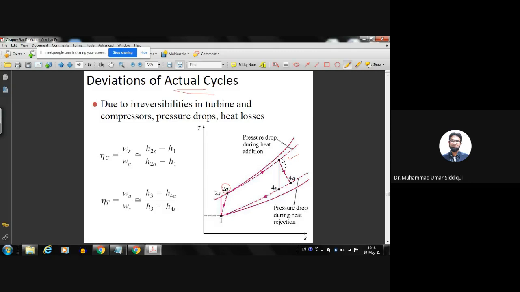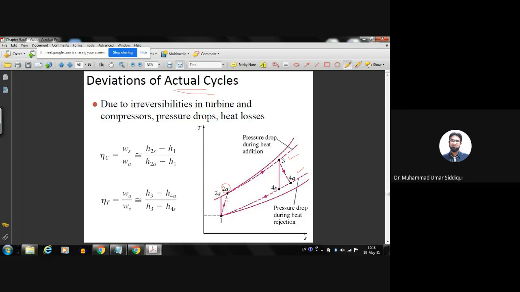So when the entropy increases, it will not follow from 3 to 4s, rather it will follow from 3 to 4a. So this will be the actual process, how it occurs inside the turbine. And then from the turbine exit till going out as exhaust, there will be some pressure drop in that process as well. So that pressure drop will also be there. So correspondingly, our actual cycle will be the dotted line.